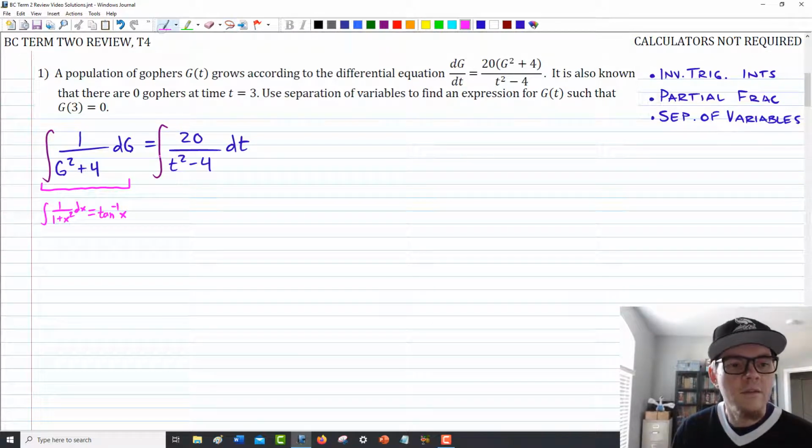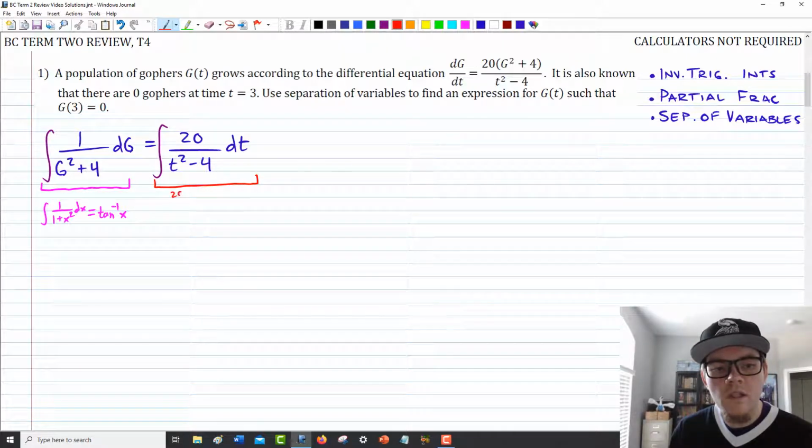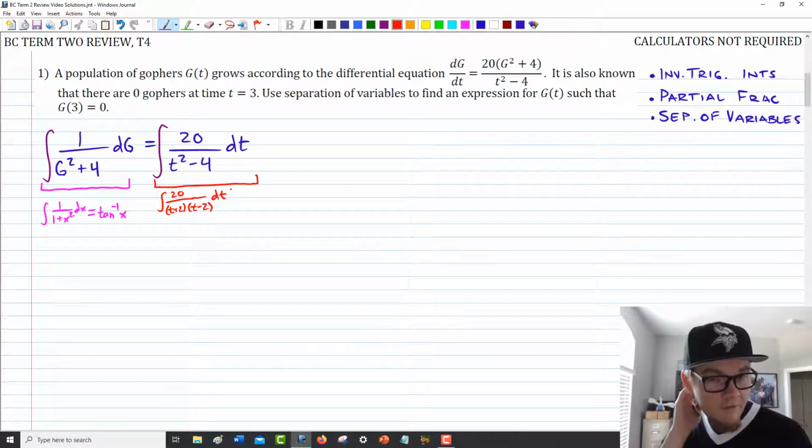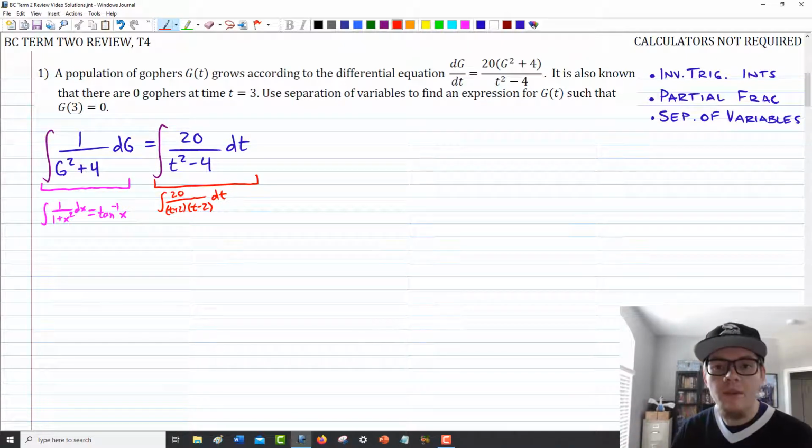On the right side, what stands out to me is that our denominator factors. So this is really the integral of 20 over t plus 2, t minus 2. And because of that ability to factor the denominator into nice pieces, I'm thinking that's going to be partial fractions. Naturally, each of these things is going to require a little bit of work to make happen. And again, I haven't tested this out yet, but there's my thought process. So again, I'm going to go one at a time.